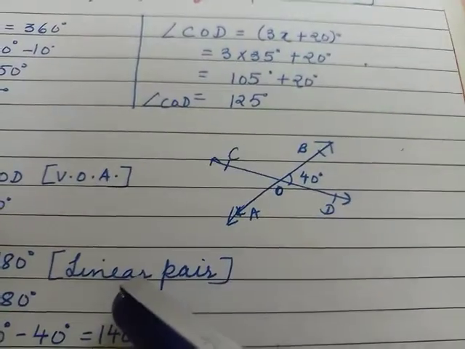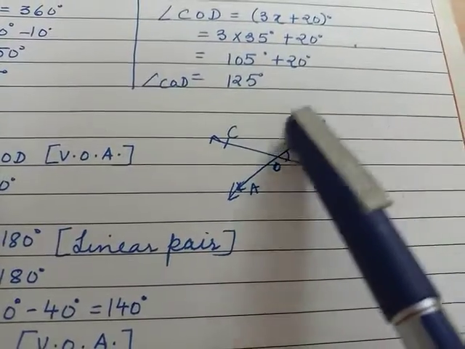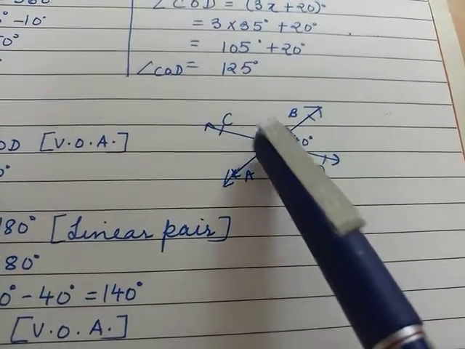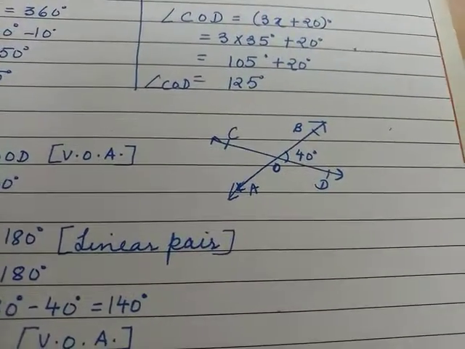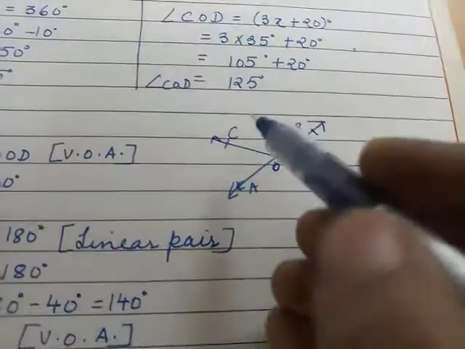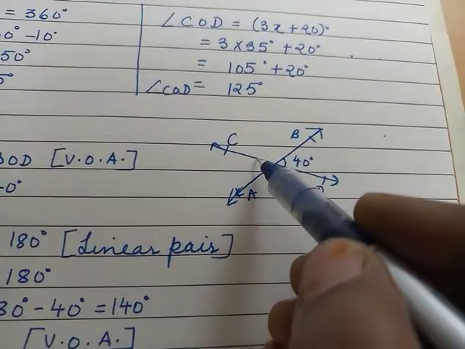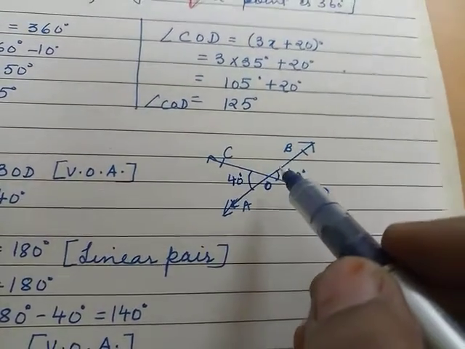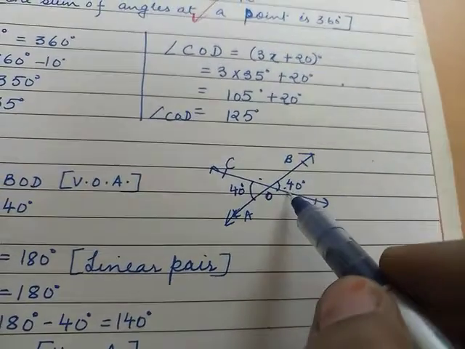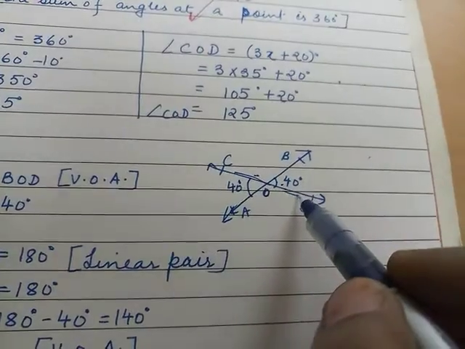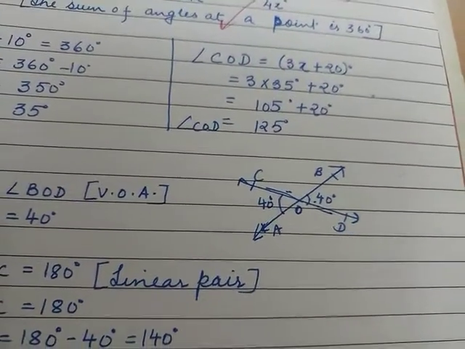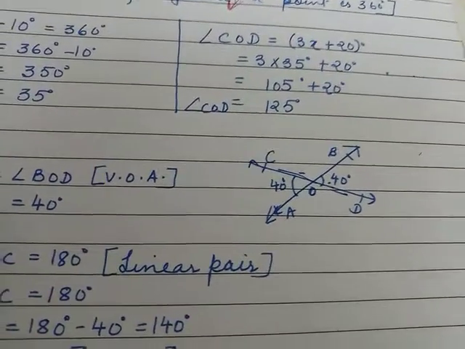Now I discuss question number 10 with you. We are given two intersecting lines. The moment the intersecting lines concept is there, remember that vertically opposite angles are equal. So this is given as 40, so this is also going to be 40 degrees. And these two are forming a straight line, so they form a linear pair and we will get the value of angle BOC.